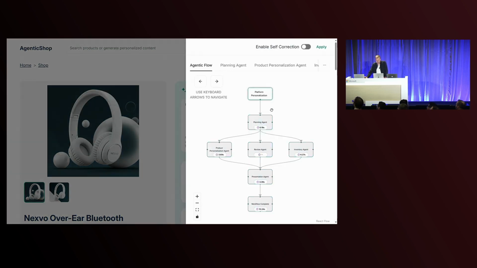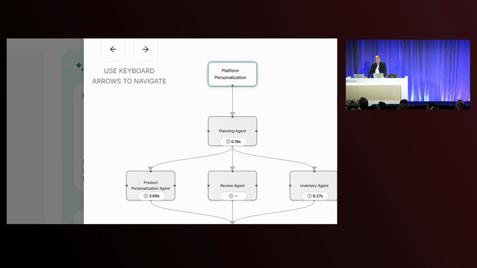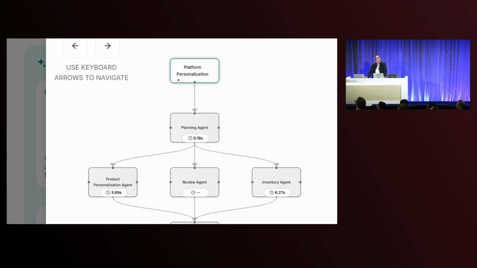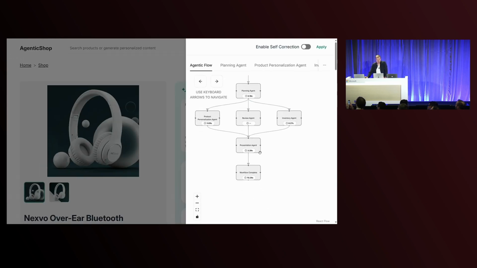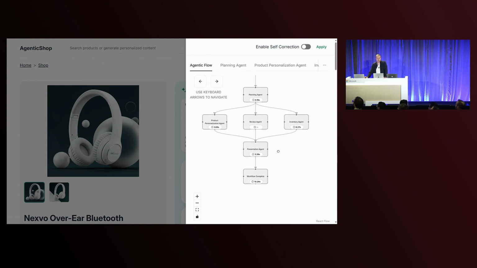So again, agentic flow. Let's take a closer look. We can see that the planning agent this time, again, spent a little bit of time to determine that it needs to call the product personalization agent and the inventory agent to get some inventory data. But it skipped the review agent because it decided that it doesn't need to do that. And then these two agents run in parallel and produce a result using the presentation agent.